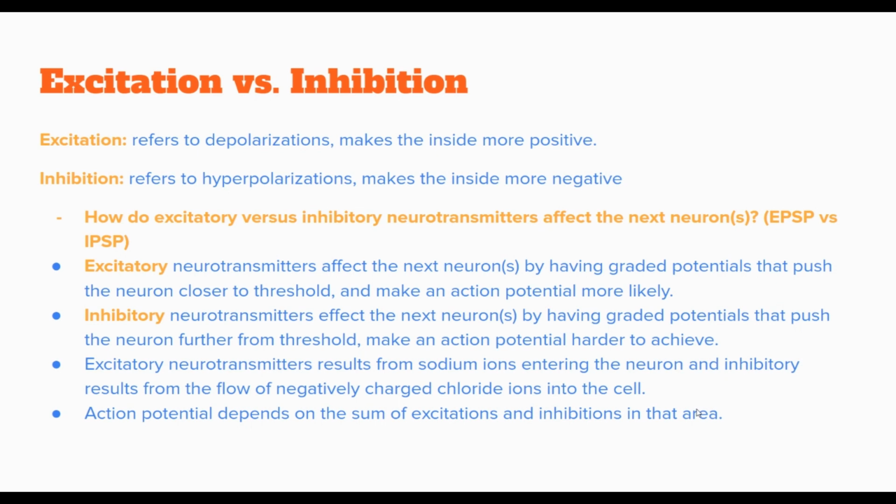Excitatory neurotransmitters result from sodium ions entering the neuron, and inhibitory ones result from the flow of negatively charged chloride ions into the cell. Now, action potential depends on the sum of excitations and inhibitions in that area.